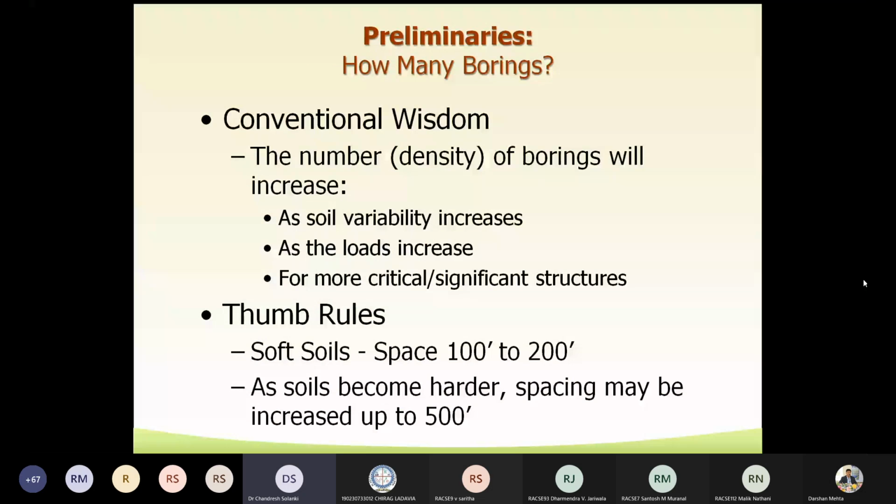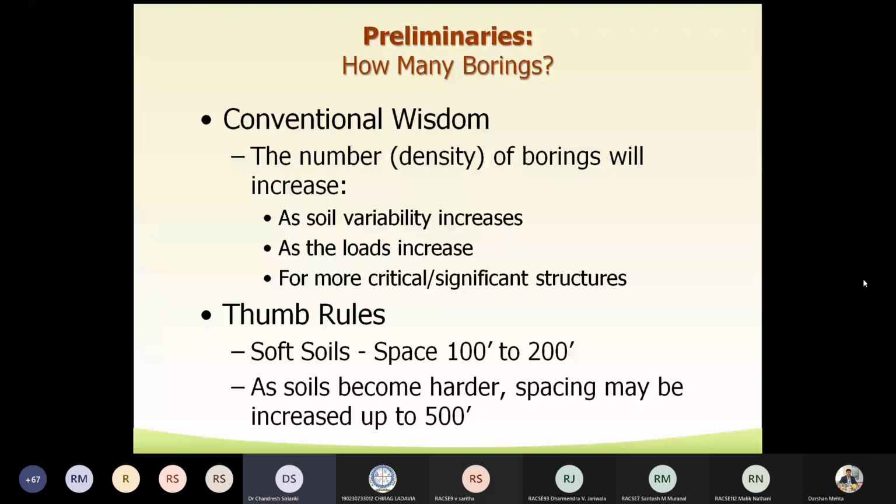What are the factors which affect the decision on the number of borings as well as the depth of the exploration? How many borings will you go for on the site? Conventional wisdom says that the number of boreholes will increase as the soil variability increases. As the loads increase, for more critical and significant structures, we have to go for more borings. So these are the conditions in which you have to increase the number of boreholes.